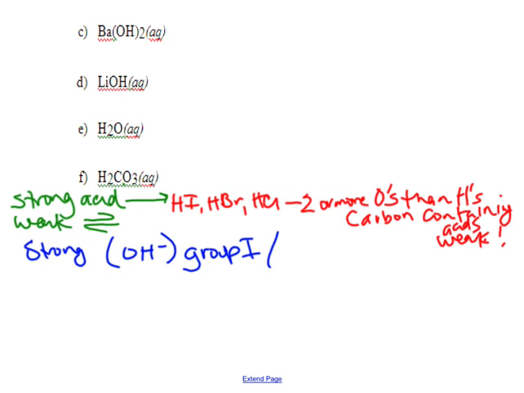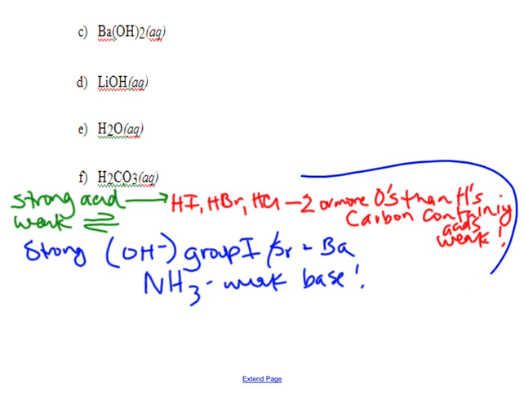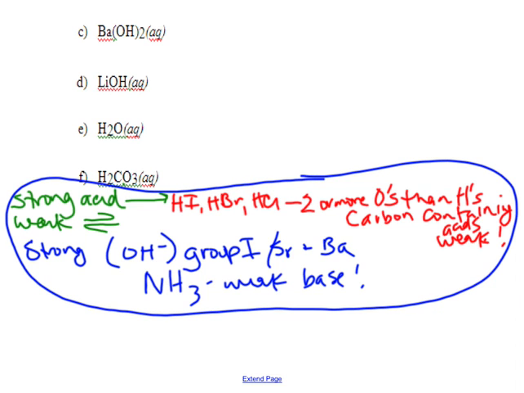Yeah, I heard. Right. SR, perfect. SR and BA, the bottom two of group 2 and group 1. Those are my strong bases. Now I heard a ton of you say that. What's the consummate weak base that you need to know by heart? Ammonia. This is a weak base. So if you know this information, you're going to be fine when it comes to doing stuff like this.